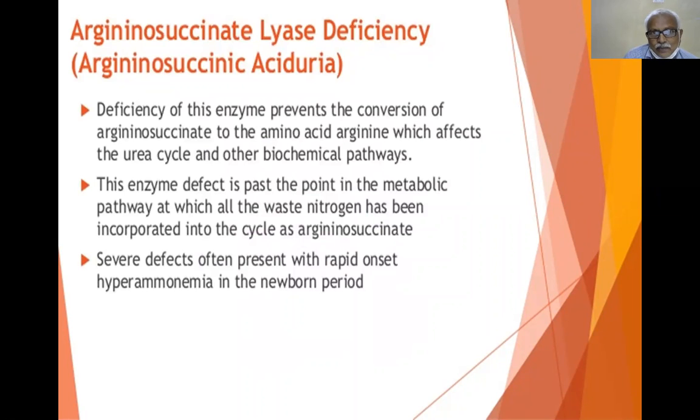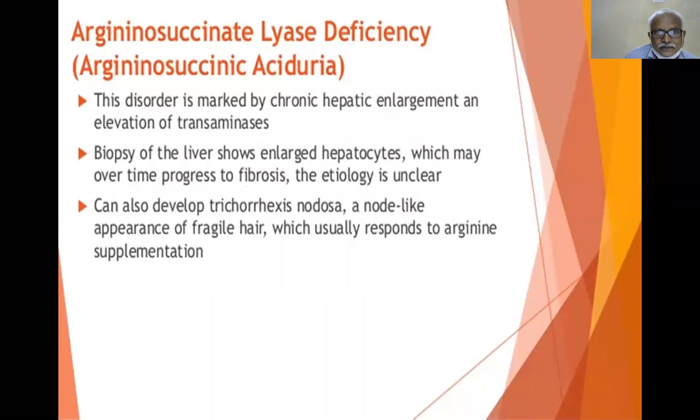Deficiency of this enzyme prevents the conversion of argininosuccinate to the amino acid arginine, which affects the urea cycle and other biochemical pathways. This enzyme defect is past the point in the metabolic pathway at which all the waste nitrogen has been incorporated into the urea cycle as argininosuccinate. Severe defects often present with rapid onset hyperammonemia in the newborn period.